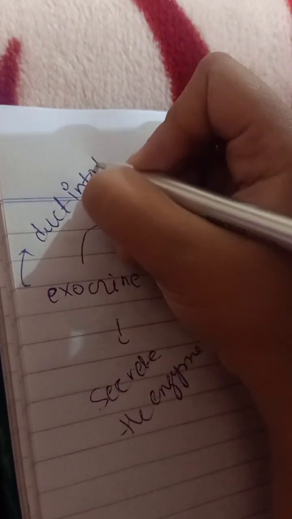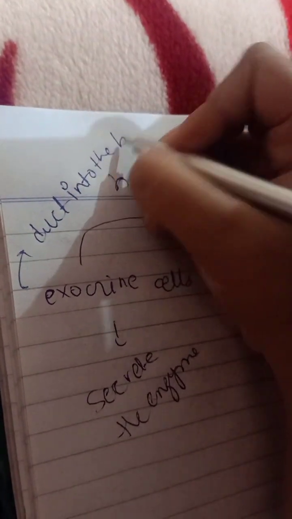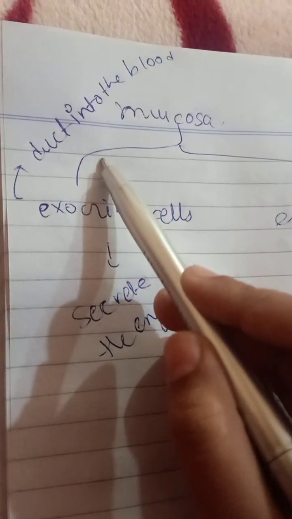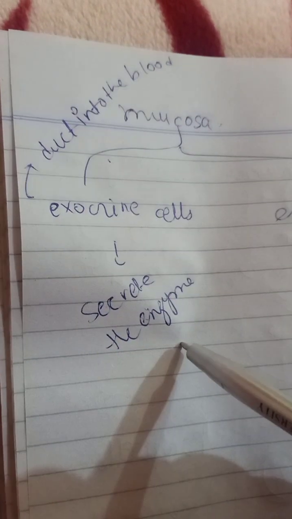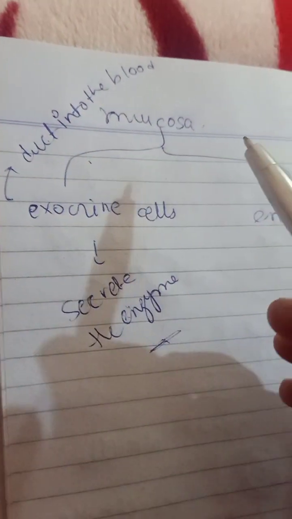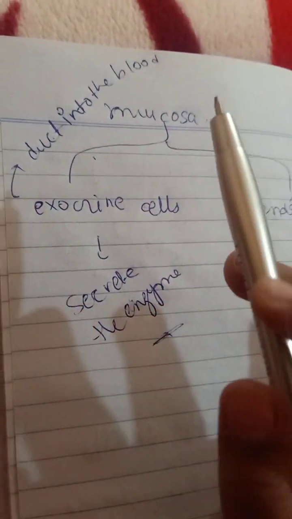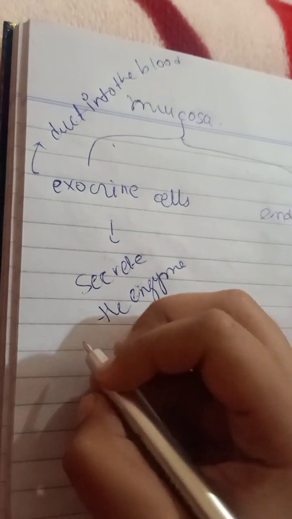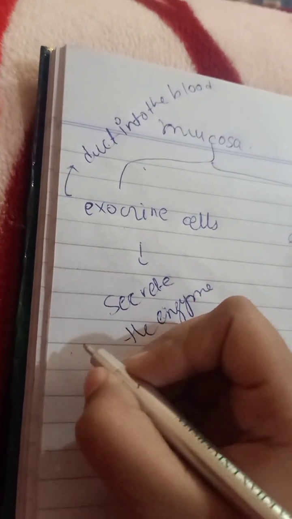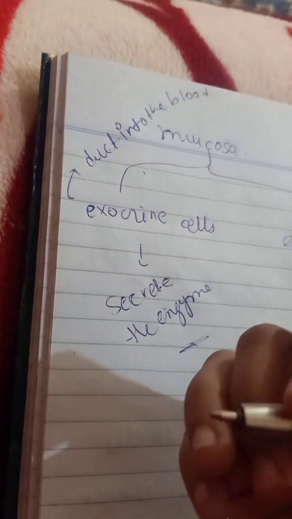Endocrine cells have no duct, so they secrete their hormones directly into the blood. But exocrine cells secrete enzymes, which move through the duct. Endocrine glands are ductless, while exocrine glands have ducts. They secrete enzymes, like the goblet cell.